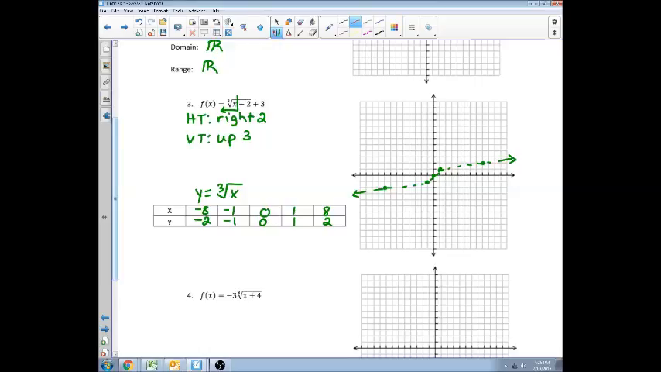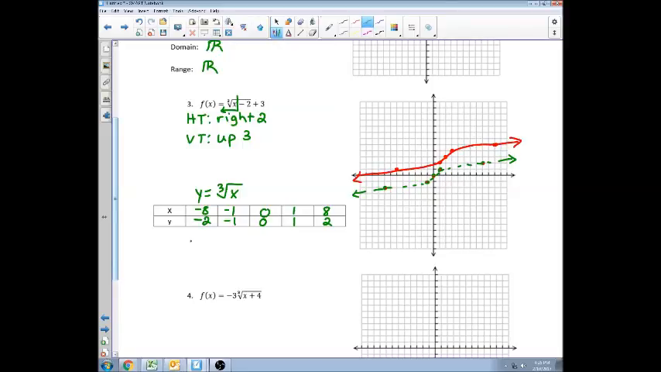From here, I need to take everything to the right 2 and up 3. So I'm going to take this point to the right 2 and up 3. The next point, right 2 and up 3. This point, right 2, up 3. This point, right 2, up 3. And this point, right 2, up 3. Now I can go ahead and connect those points to make my answer.